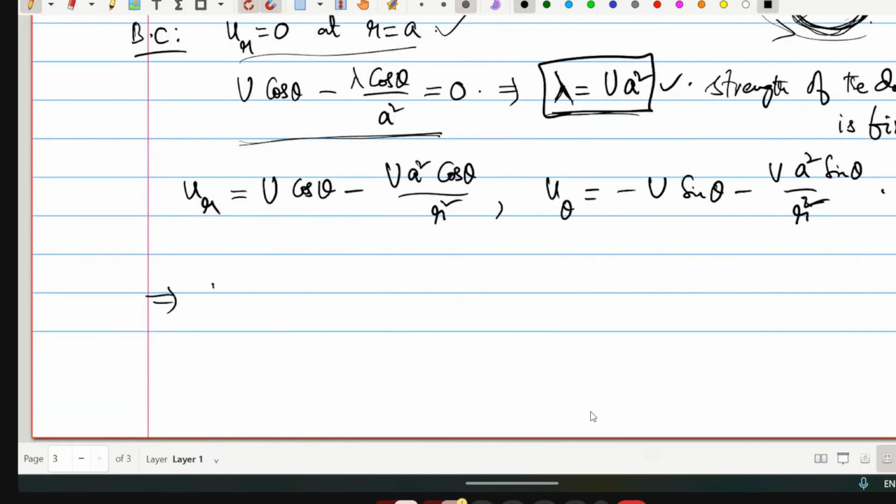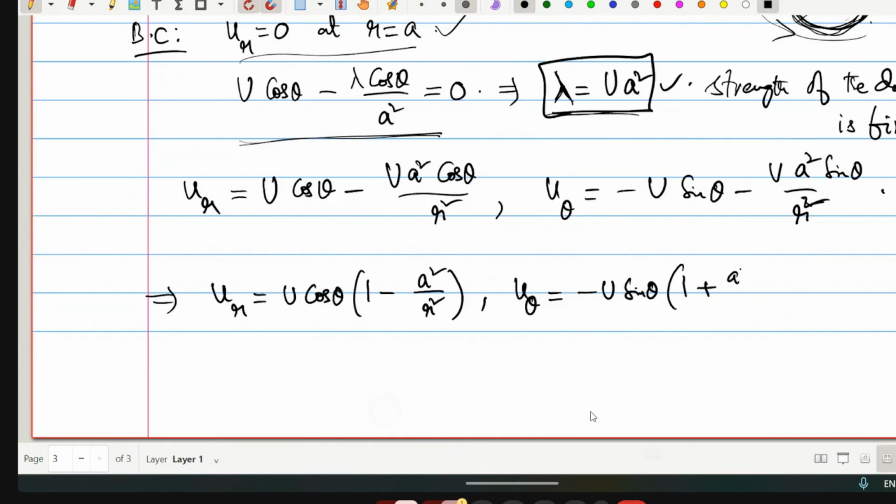Okay, so this implies if you write it neatly, you'll have u common. You can take u cos theta common, so that you have 1 minus a square by r square. This one is ur. And u theta, if you put it here, will be minus u sin theta, I can take it out, times 1 plus a square by r square. This is what your ur and u theta components are now.